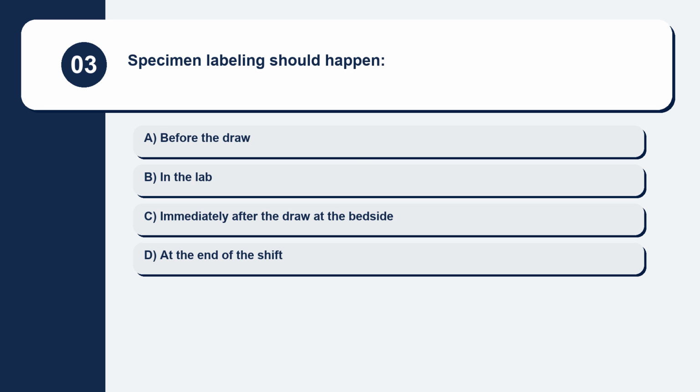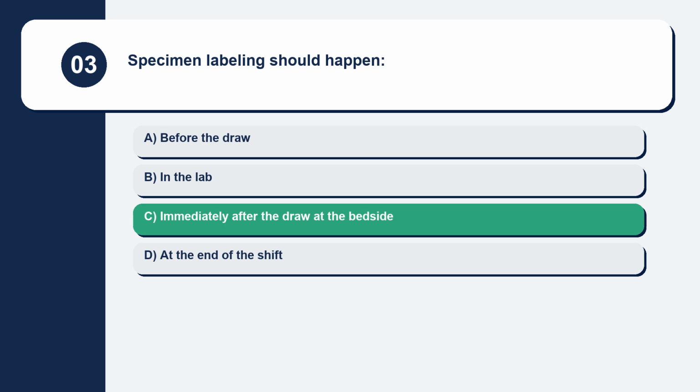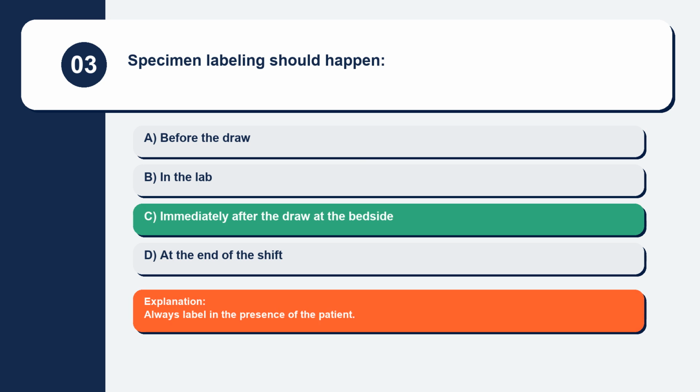Question 3. Specimen labeling should happen before the draw, in the lab, immediately after the draw at the bedside, at the end of the shift. Always label in the presence of the patient.